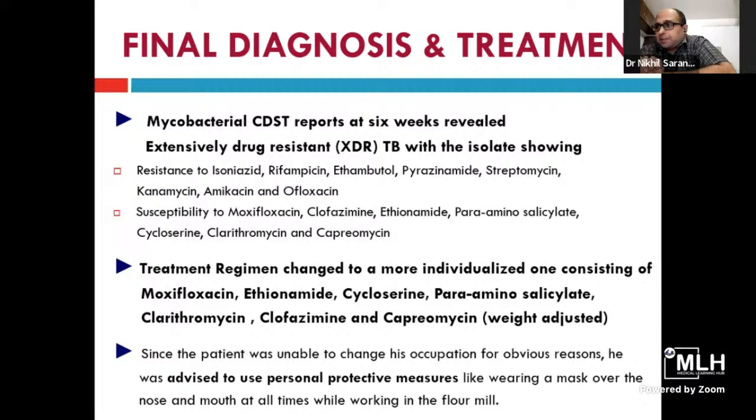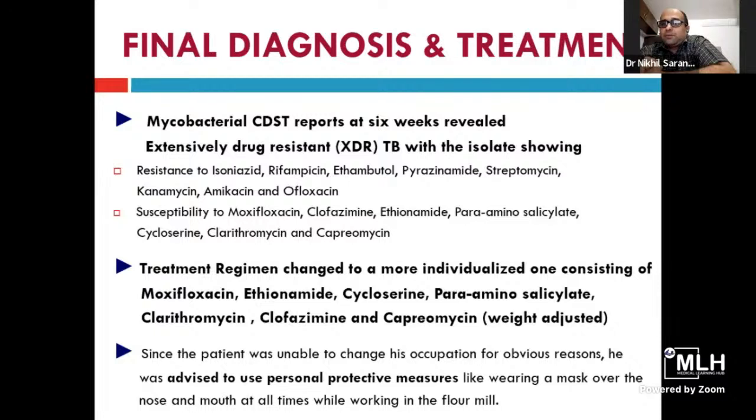So ultimately, your drug susceptibility testing is, was, and will remain the gold standard. Only problem, it takes time. So we got the CDST reports of the BAL at 6 weeks, and this revealed extensively drug resistant or XDR TB, with the isolate showing resistance to isoniazid, rifampicin, ethambutol, pyrazinamide, streptomycin, kanamycin, amikacin, and ofloxacin.